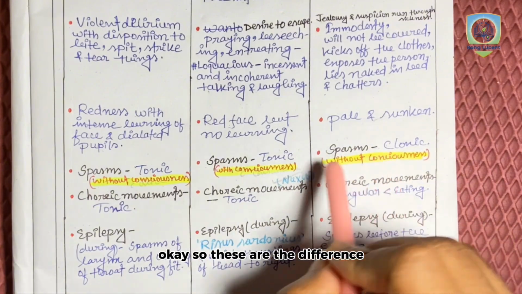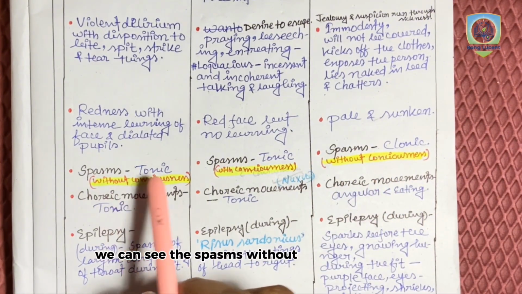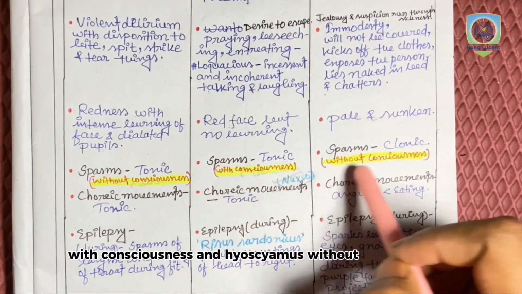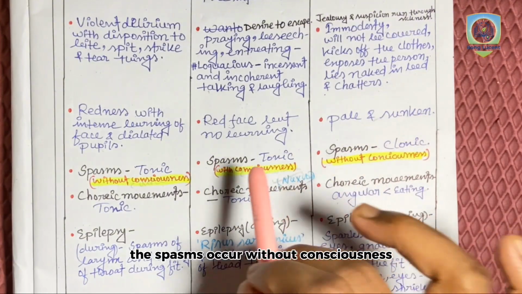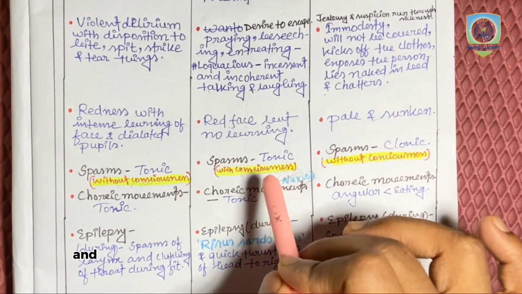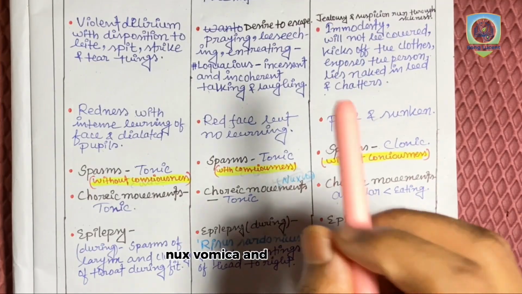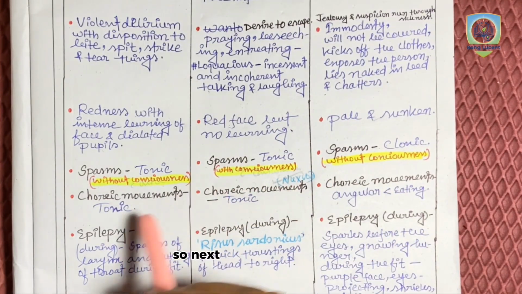So these are the references, and one of the key important points in belladonna is spasms without consciousness. In stramonium, spasms are with consciousness, and in hyoscyamus, without consciousness. So in belladonna and hyoscyamus, the spasms occur without consciousness, and in stramonium with consciousness. Another medicine with spasms with consciousness is Nux vomica. Nux vomica and stramonium, the spasms occur with consciousness.